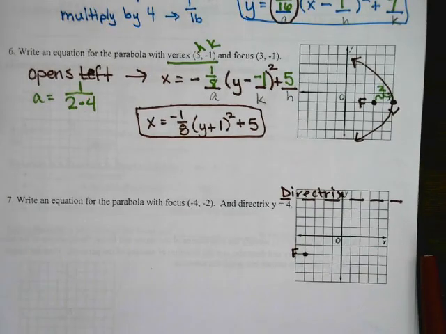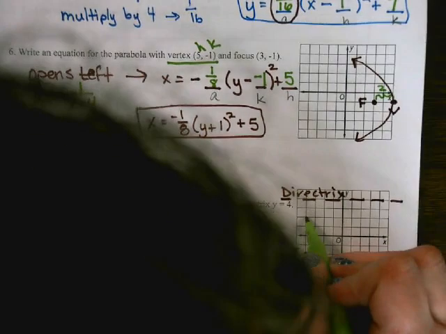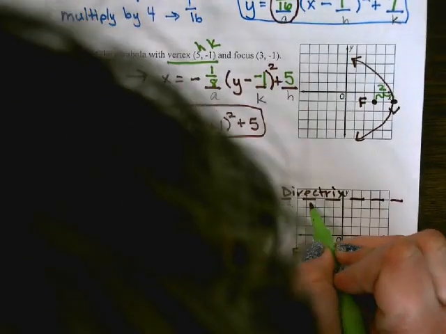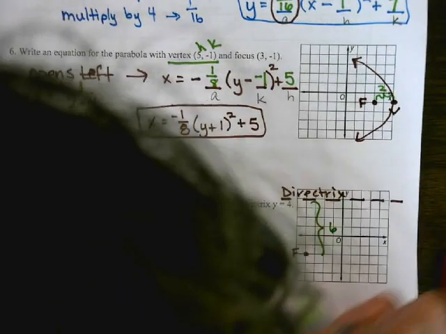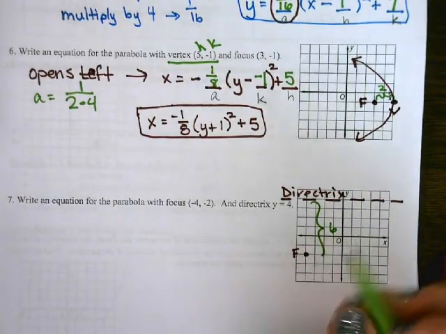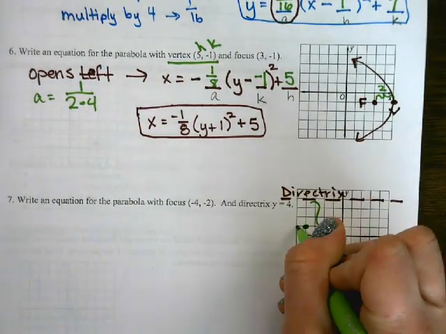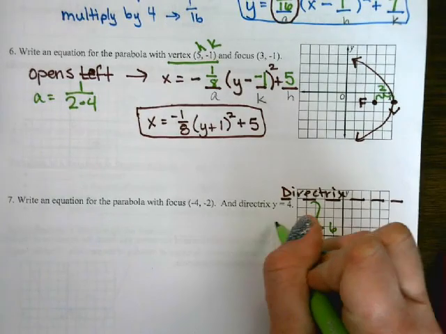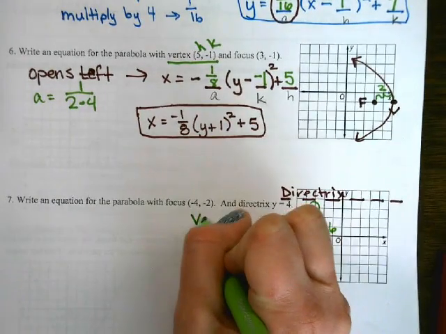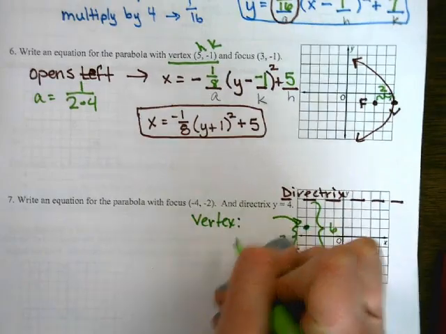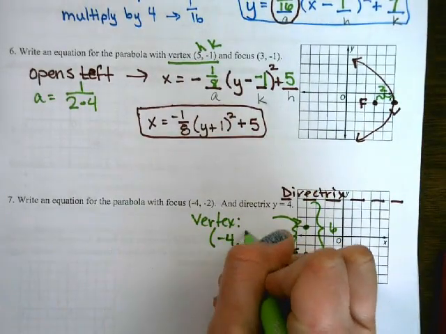The vertex has to be in the middle. They didn't give us the vertex. But remember, the vertex is halfway between the directrix and the focus. Okay? So if this guy is 1, 2, 3, 4, 5, 6, where is my vertex? Halfway, so it would be 3 of them, right? So this vertex point is now at -4, +1.